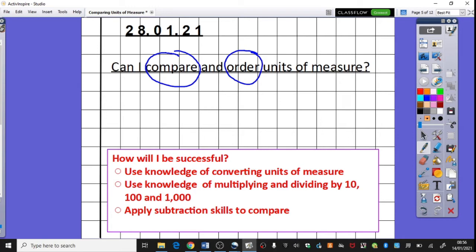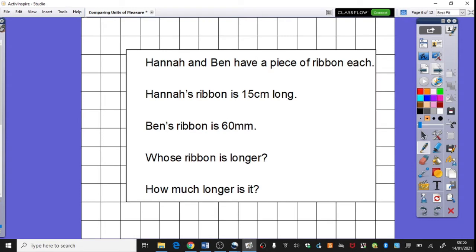So how will you be successful today? Well, you'll use knowledge of converting units of measure, the knowledge of multiplying and dividing by 10, 100 and for some of you 1,000, and you're actually going to need to apply your subtraction skills again today. That's going to be really important for these questions that we're going to be looking at. So you might want to pause the video now and have a little look at this question before we go through it together.